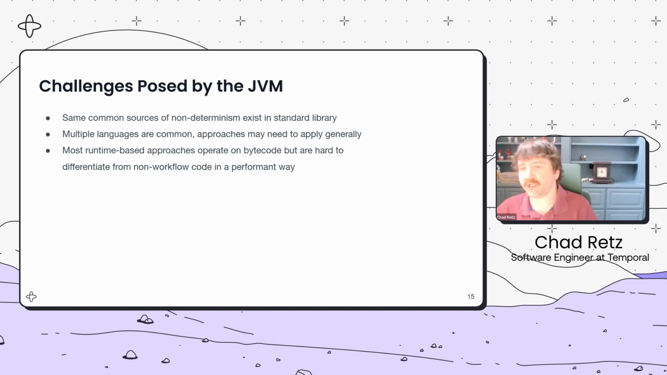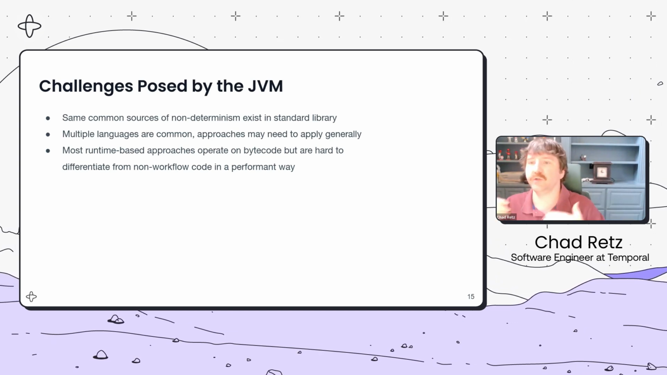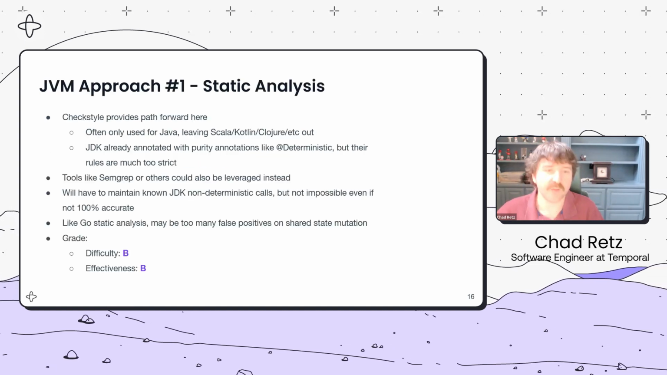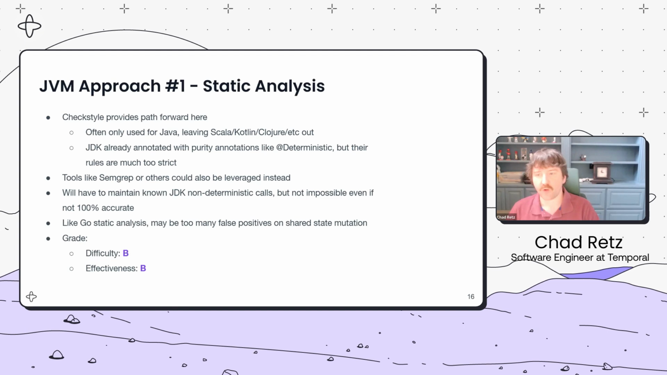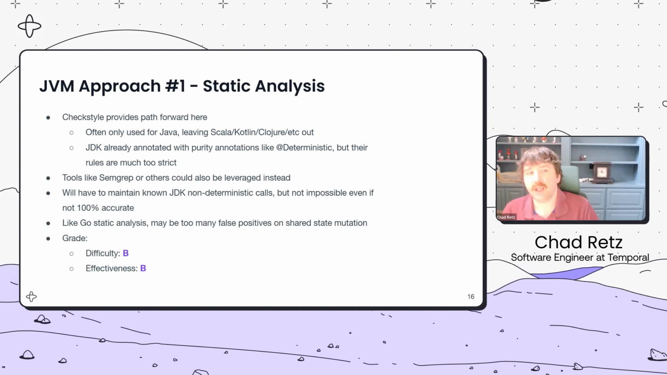We can't just take over the JVM for our purposes unless the user is willing to, but most users, for ease of use, don't necessarily want to. So the most obvious approach is static analysis. Now, we don't have a static analyzer for Java, but I think we're going to get there.